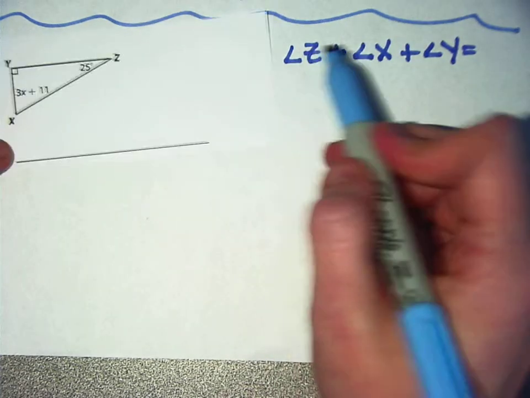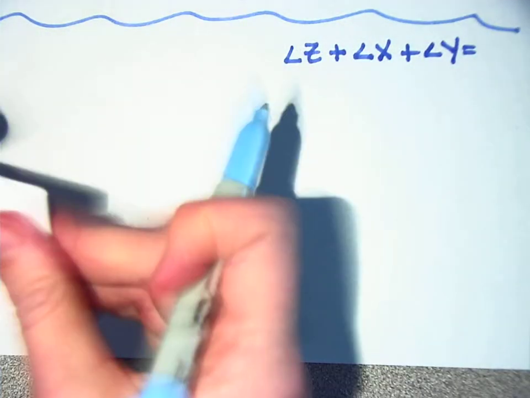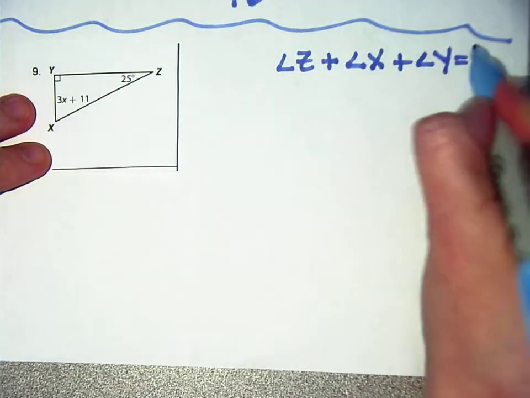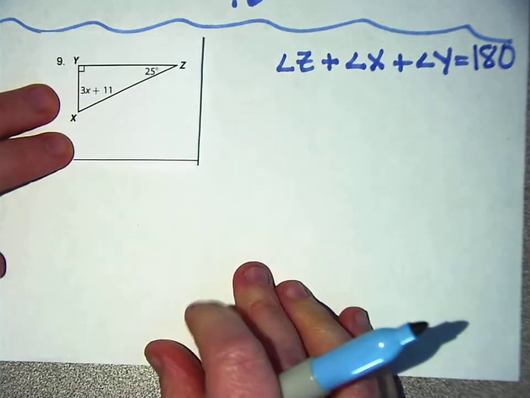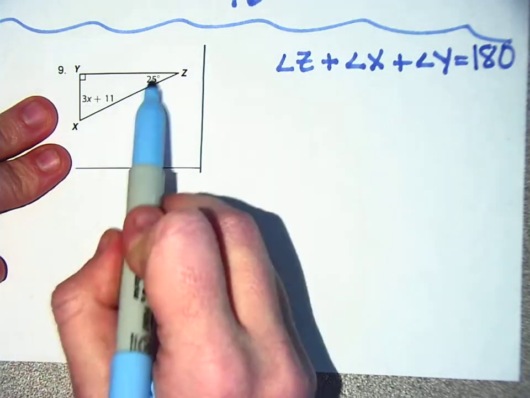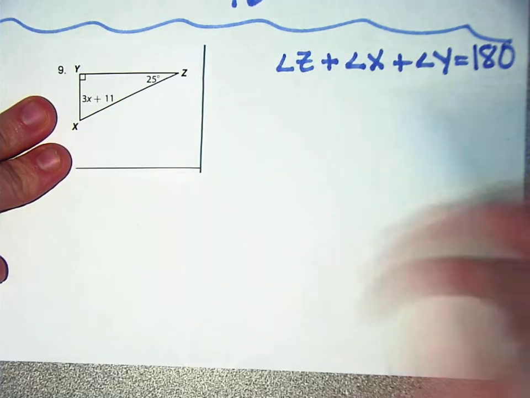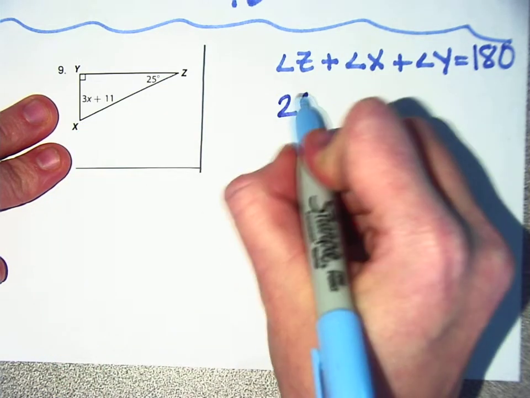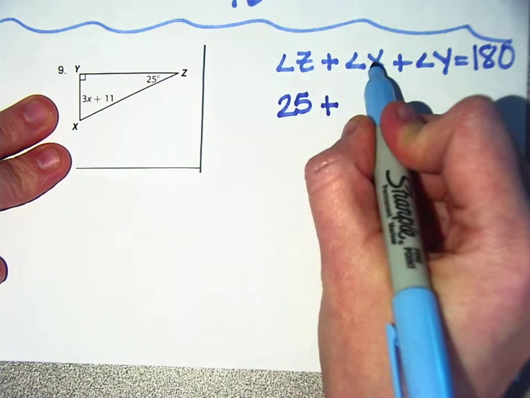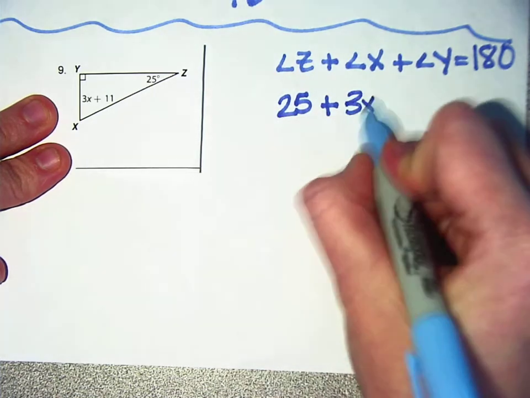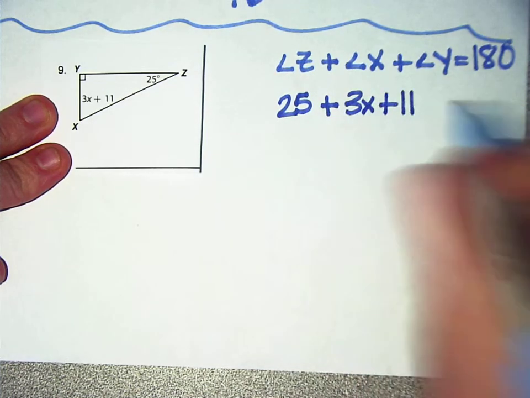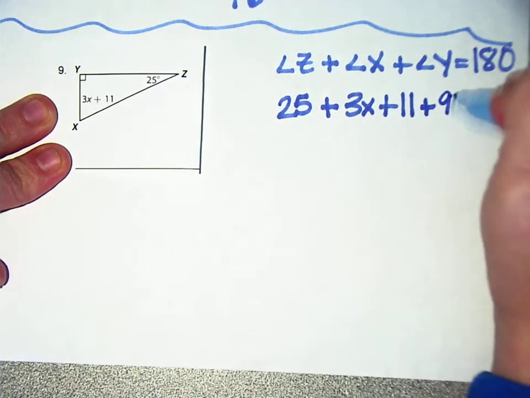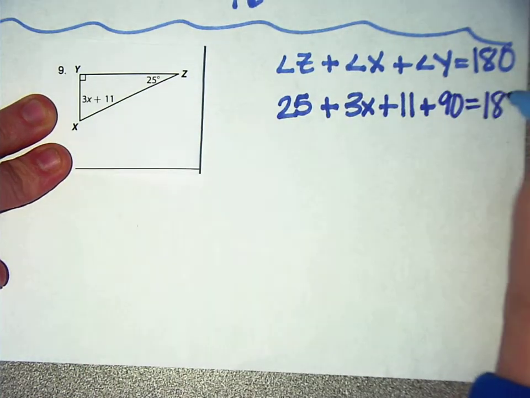So when you add these all together, these equal 180. So now we're just going to plug in all of these values for each angle and solve. So Z is 25, added to X. This is where our variables come in, which is 3x plus 11, plus Y, which is our 90 degree angle, which is 90, and these equal 180.